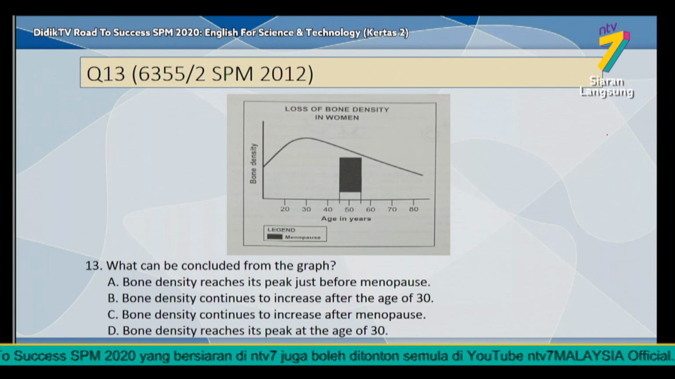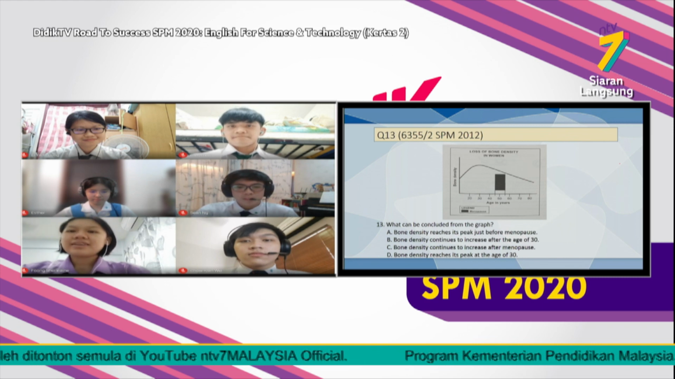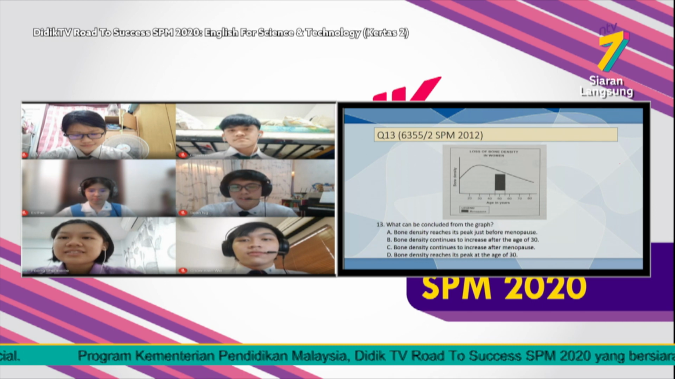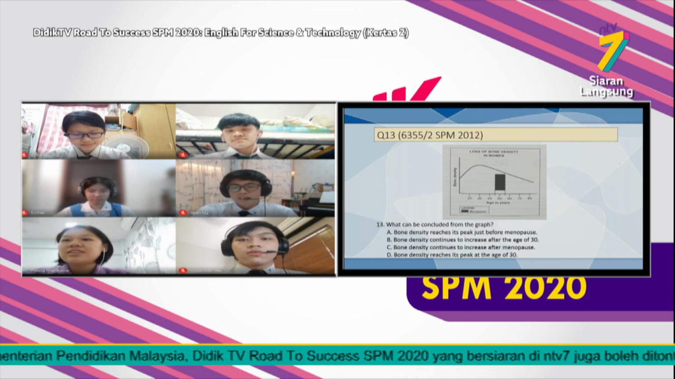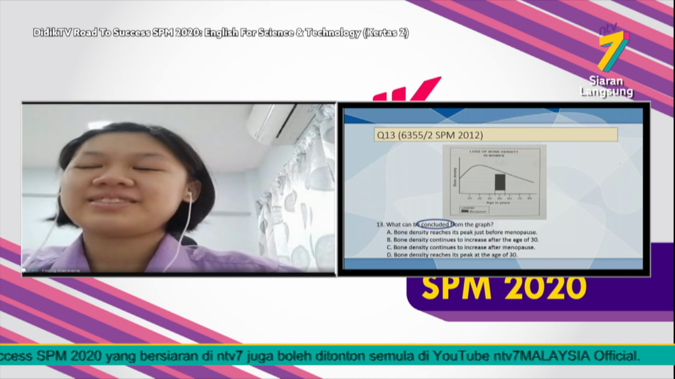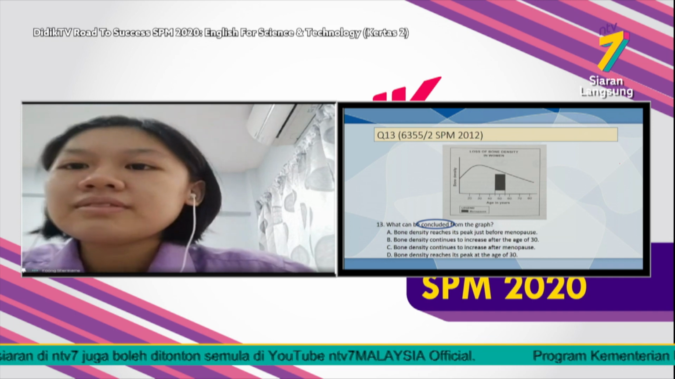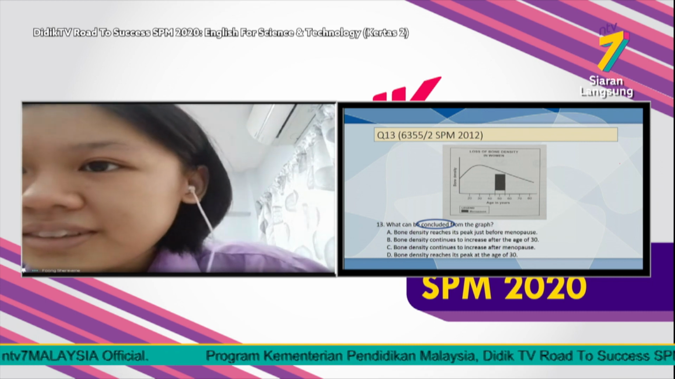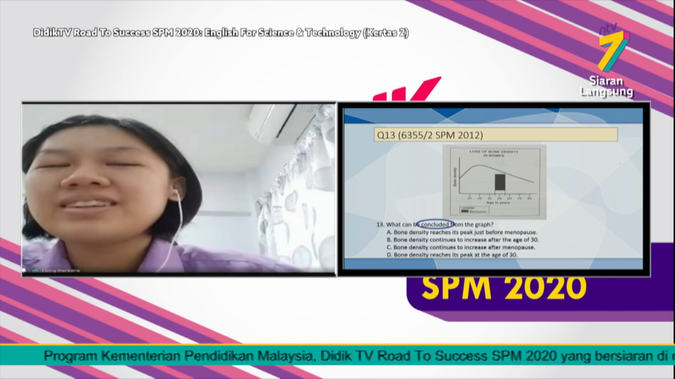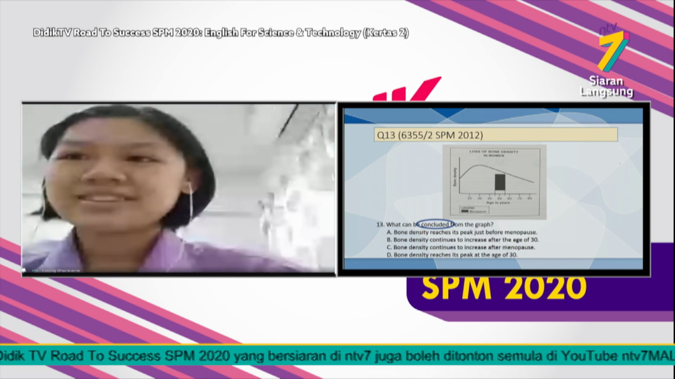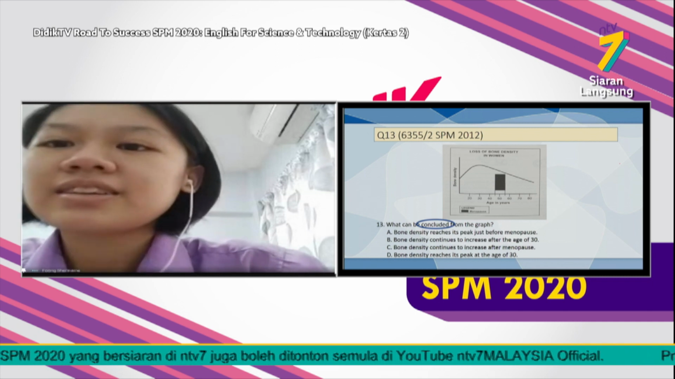Let's see, I think Charmaine. Charmaine, what is the best answer? Before you tell me the answer, what is the keyword for question number 13? The word concluded. So what can be concluded from the graph? What do you understand from the word concluded, Charmaine? It's like the conclusion for the whole graph. Very good.